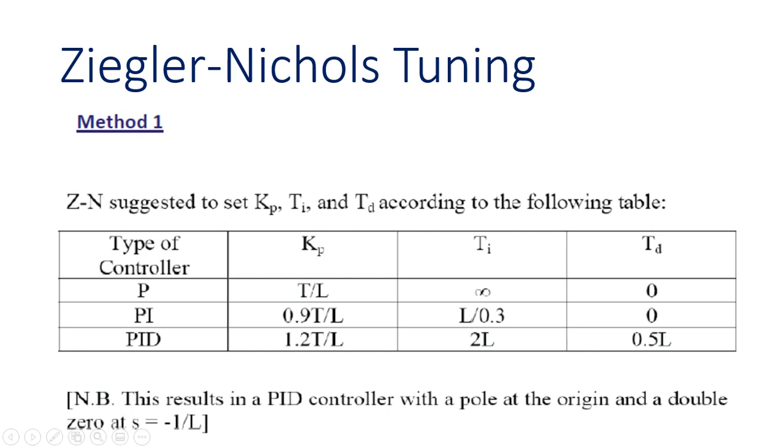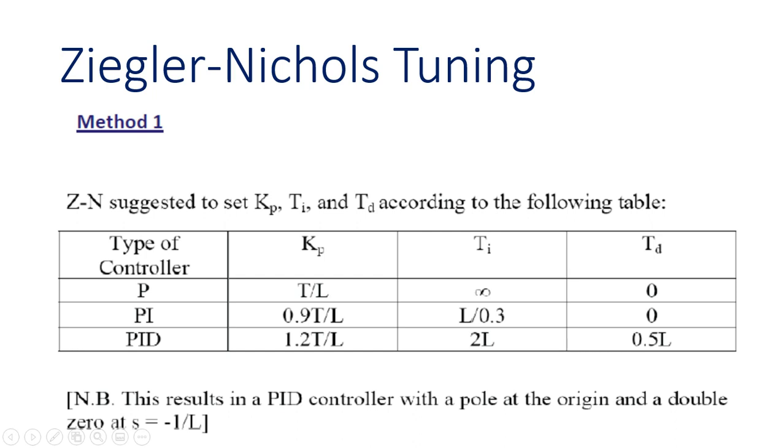So ZN suggests to set Kp, Ti, Td according to this table. So how does the table look if you want to design a P controller? You have Kp equal to T by L, and Ti in that case is infinity, Td equal to 0. Similarly, for the PI case, you have 0.9 T by L, and Ti is L divided by 0.3, and 0 for Td. Similarly, for PID, you have 1.2 T divided by L, and 2L, and 0.5 L. So this is the way you can easily tune your controller, that is P, PI and PID.